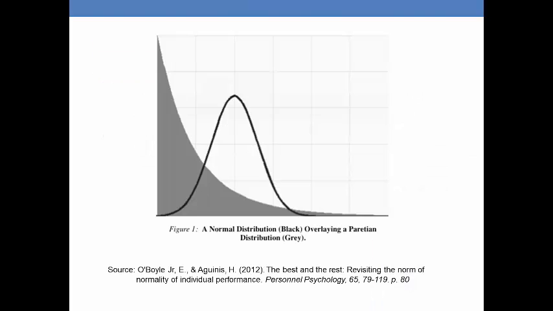O'Boyle and Aguinis contend that the distribution of performance by humans is distributed according to a power law. That is, it is a Paretian distribution. The schematic diagram shows that these are definitely not the same shaped distributions. Depending on the chosen parameters, the power law distribution will have different shapes. It does not always look like this one.